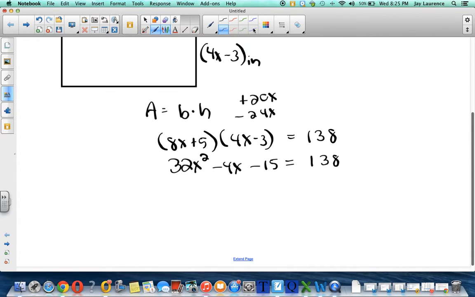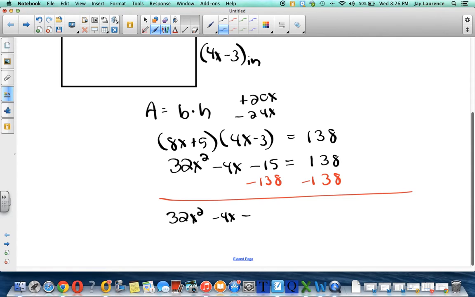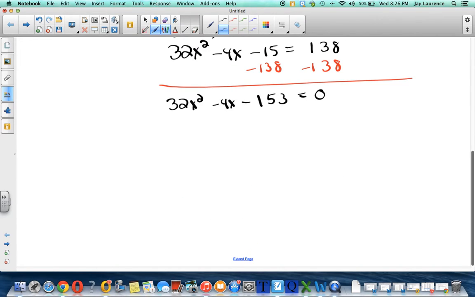All right, now remember, for a quadratic, I want it to equal 0, so I'm going to subtract 138 from both sides. And when I do that, I'm going to end up with 32x squared minus 4x minus 153. That'll equal 0. Now these are going to be some ugly numbers, but if I'm smart about it, I can figure out what they are.